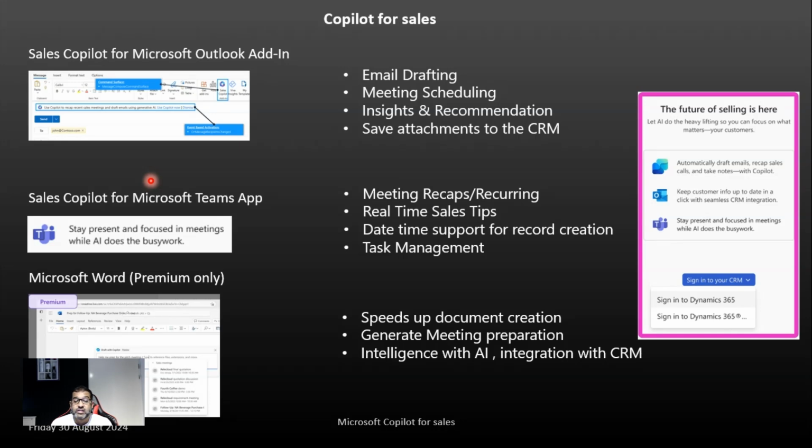And the next one is the insights and recommendation, because the Sales Copilot is integrated into a CRM system. It would be able to get the relevant information of that particular customer, and it is going to give you personalized insights and recommendations. And last but not the least, you also would be able to save the attachments to the CRM, which is a really good option, so that your CRM information is also updated. For example, if a customer is sending in any attachments with the email, you have the opportunity to save those attachments to the CRM system.